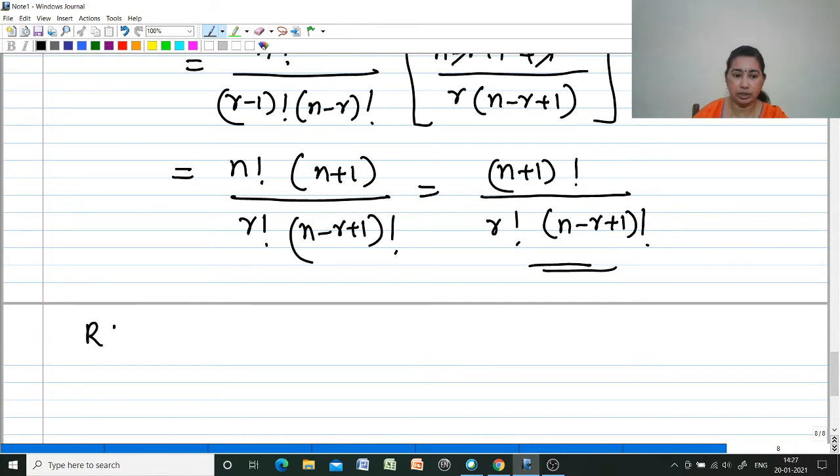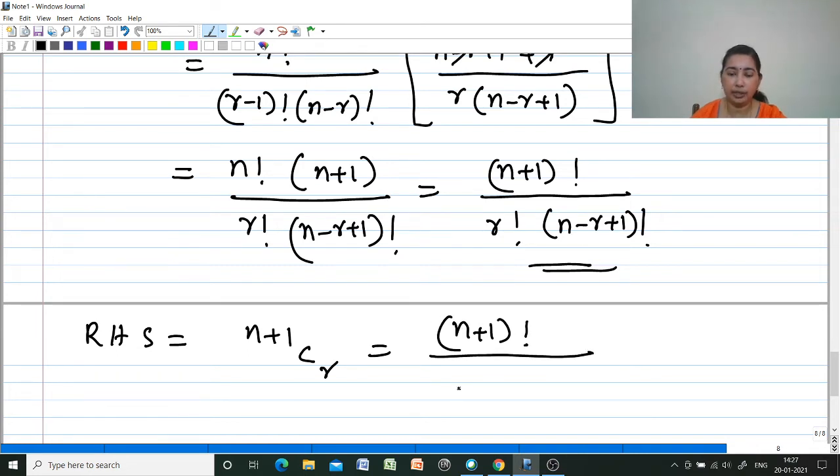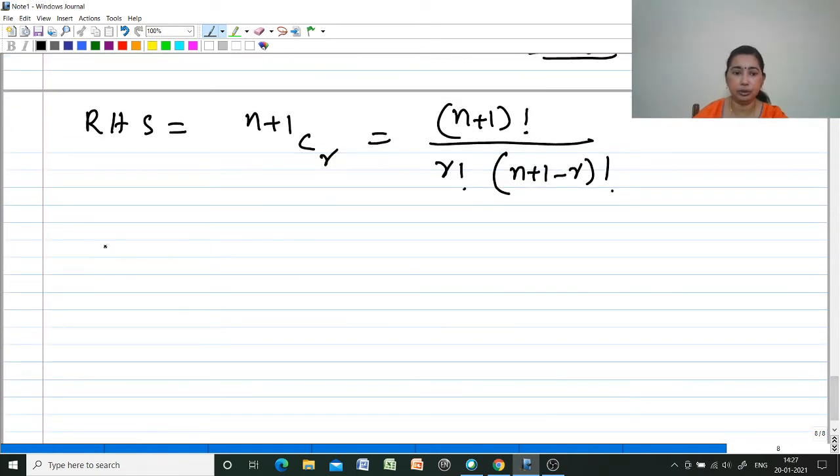So RHS is (n plus 1)CR. What is (n plus 1)CR? (n plus 1)CR can be written as (n plus 1) factorial divided by r factorial into (n plus 1 minus r) factorial. And checking with this LHS and RHS, we can say that both are same. Therefore, the theorem is proved, that is nCr plus nC(r minus 1) is equal to (n plus 1)Cr.